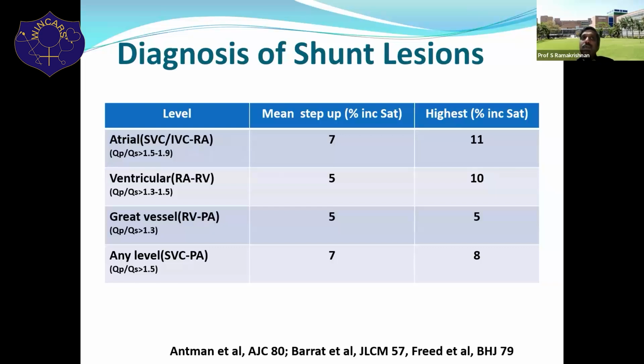The importance is the variations. For example, if you take only one set of samples, what is the significant step up? The atrial level is 11, the ventricular level is 10, the great vessel level is 5, and the any level is 8. If you take only one sample, what is the significant step up?